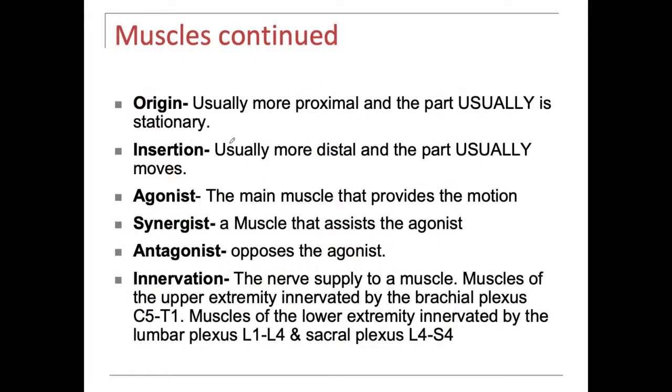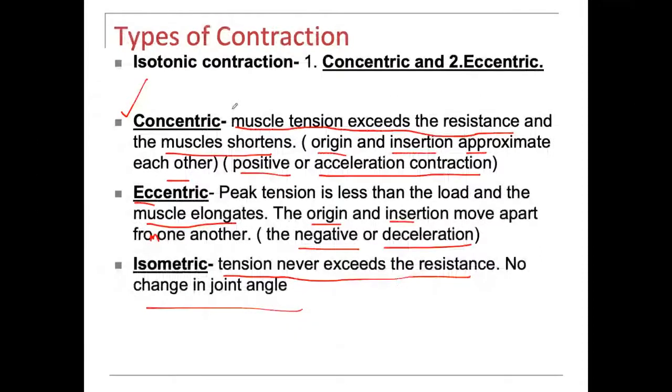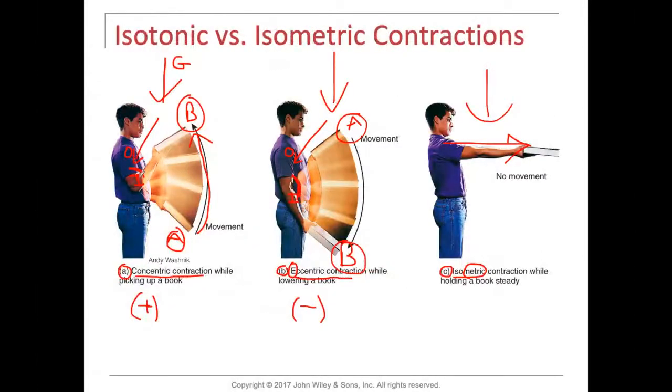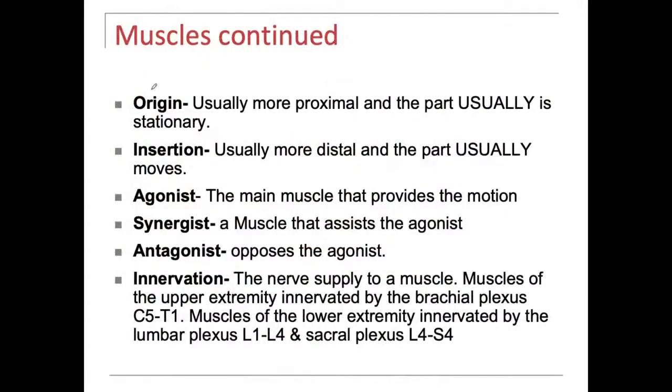Now, in terms of origins and insertions, that you saw me put O and I, those letters for abbreviations here. So all muscles are going to attach to bones, right? And muscles attach to bones by way of tendons. It's just that the tendon that is more proximal, and it's usually the part that's staying still, that's what we call the origin. Whereas the insertion is usually the more distal part, and it's also the part that's usually moving.